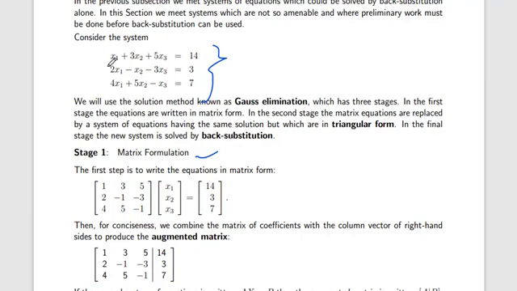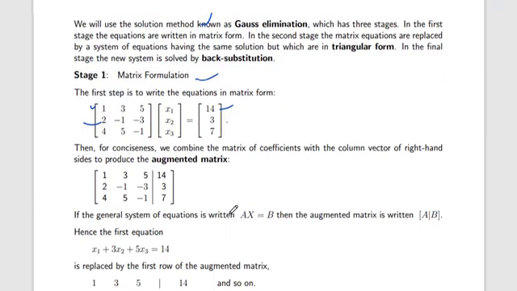How to make matrix formation? Take the coefficients of all the x1, x2, and x3, like 1, 3, 5, and here 14. For the second equation, the coefficients are 2, minus 1, minus 3. You have to make each a row. Then 4, 5, minus 1. Here x1, x2, x3 multiplication, and 14, 3, and 77.